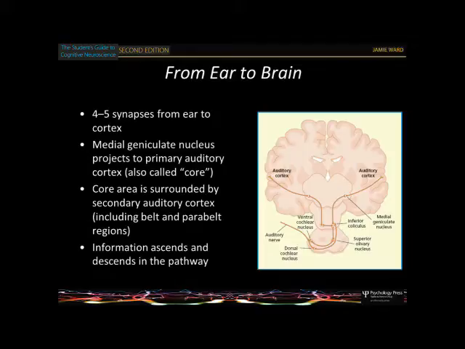So you do have these differences. And also, there's a lot more evidence of information going back down as well as up. So your auditory cortex affects these lower stations here.